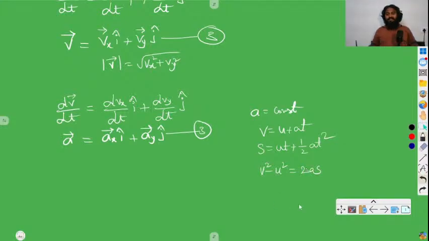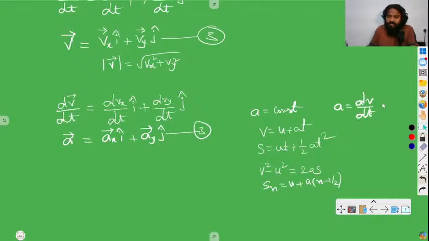And not only these, Sn = u + a(n − ½), right? These are the equations which you can use whenever the acceleration is constant. Of course, acceleration is nothing but a = dv/dt. If acceleration is not constant, directly by using this equation only you can find out the parameters of the motion of an object. Clear? If acceleration is constant, then these equations are valid.